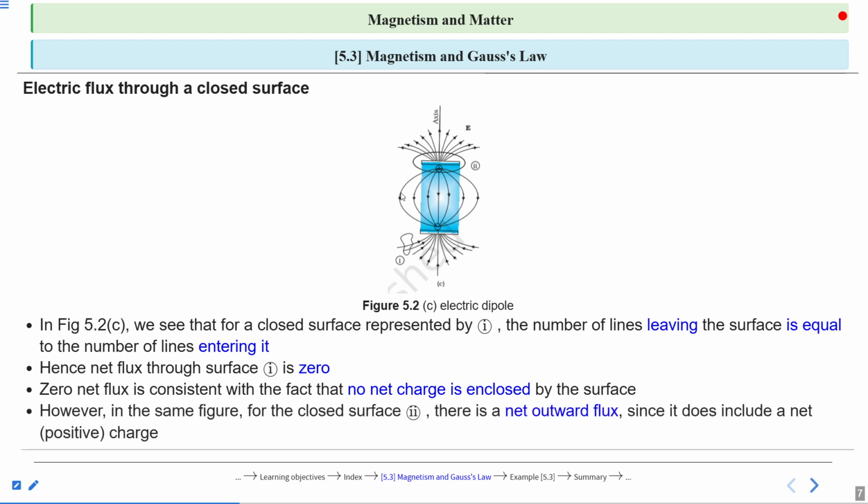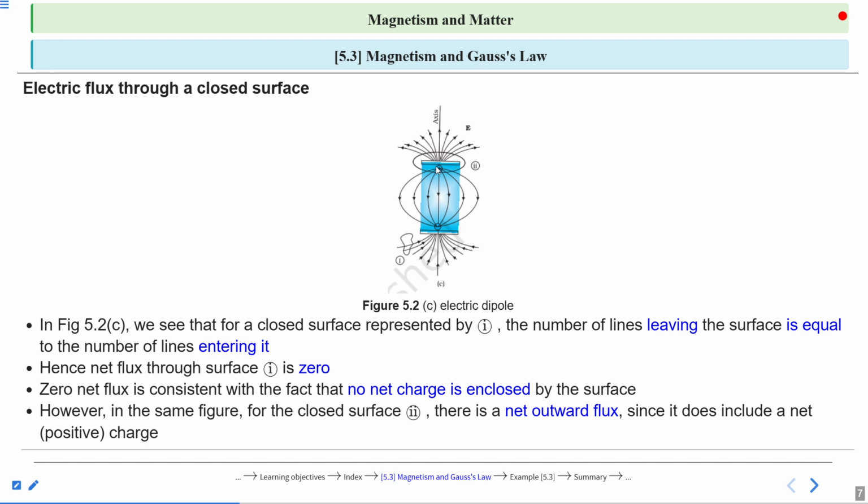However, in the same figure 5.2c, you can see closed surface 2. This is the closed surface 2. Follow the cursor. This is not a loop. It is represented in the form of a loop, but actually it is a surface. So for this ellipsoid, elliptical closed surface, there is a net outward flux because there is a positive charge enclosed. This is a positive charge. So this surface is enclosing a positive charge.